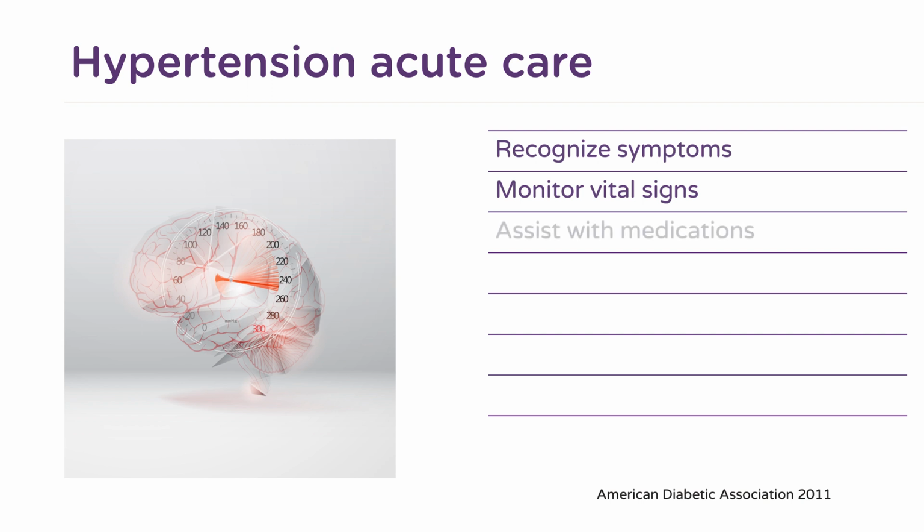3. Assist with medications. Assist with administering prescribed antihypertensive medications as directed by the nurse or healthcare provider. Ensure accurate dosage, timing, and proper administration techniques. 4. Maintain calm environment. Keep the patient calm and encourage them to rest. Ensure the patient is in a comfortable position, usually sitting or lying down, with their head elevated. Be attentive to the patient's comfort and safety, ensuring they do not engage in any activities that could worsen their condition.